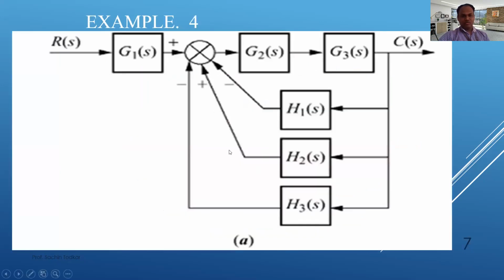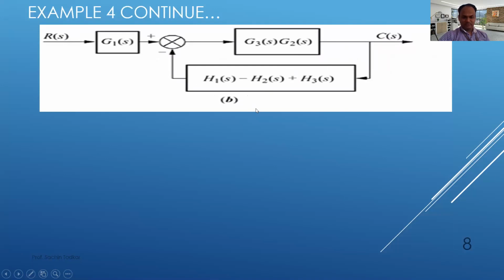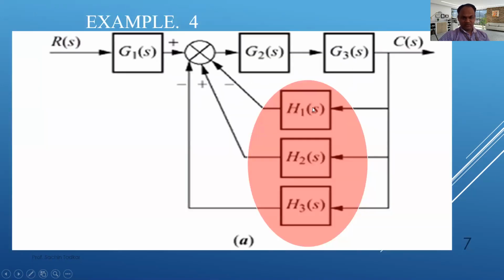Now the next one. Here you can see there is a simple cascading of G2 and G3 and three feedback functions. The feedback functions are in parallel, so we can use the rule of parallel functions here. Firstly we solve this parallel function. You can see here, H3 is negative, H2 is positive, and H1 is negative, minus.